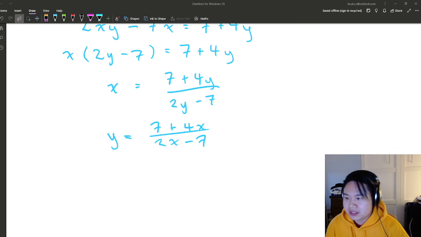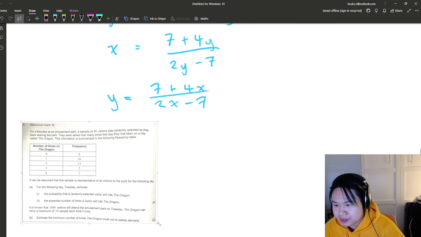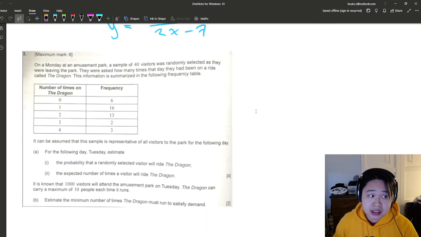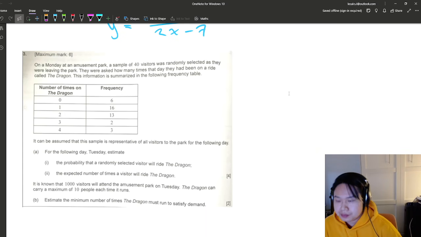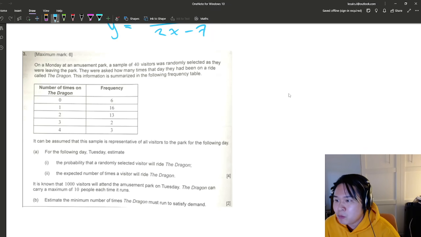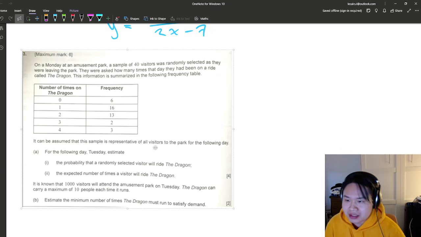And then obviously I've taken a look through the exam in general because I had to take a photo of everything. And I guess you can consider it like my 10 minutes of reading, but this exam seems not that bad, to be honest. But here's number 3. This one was kind of weird if you just don't know your statistics. So you have 40 visitors, and then this is how often they ride the dragon or something. And then you can assume that this sample is representative of everyone in the park.